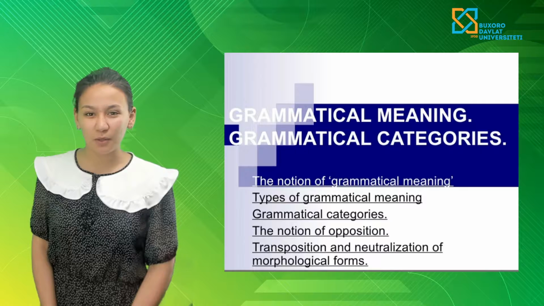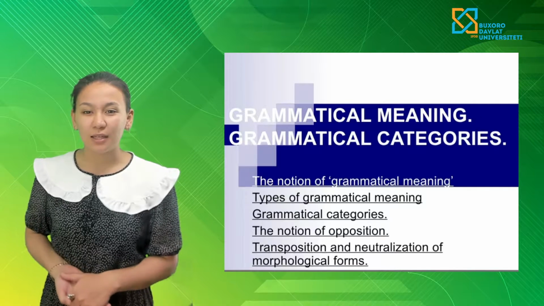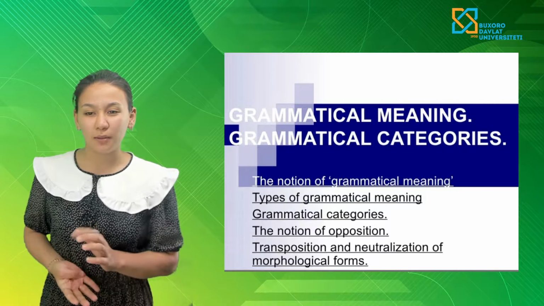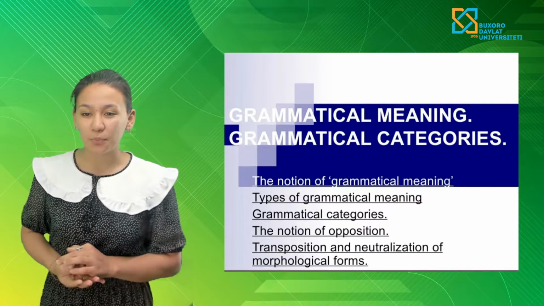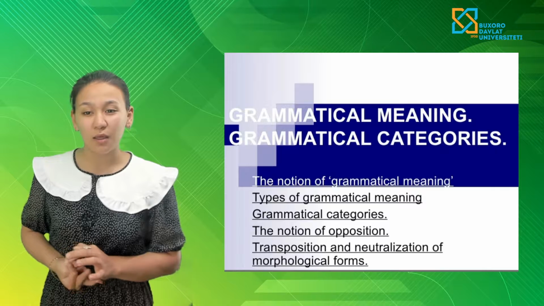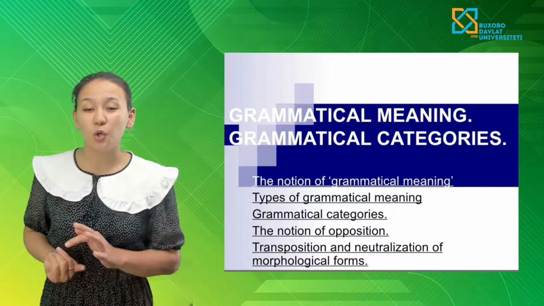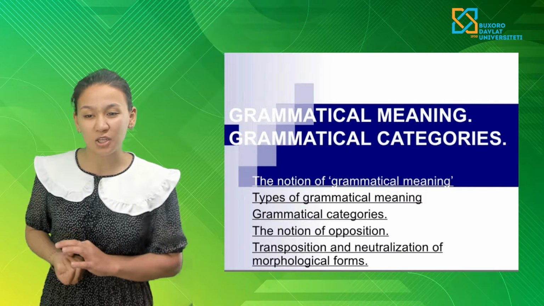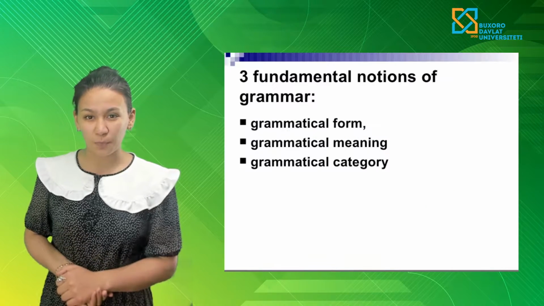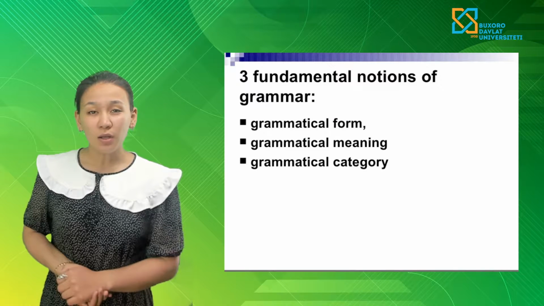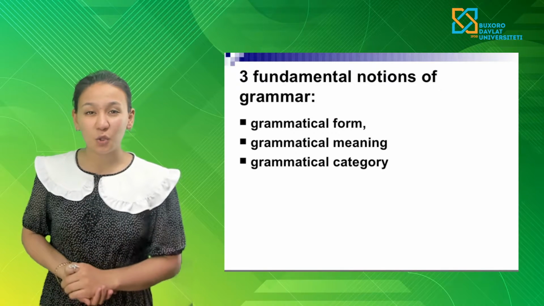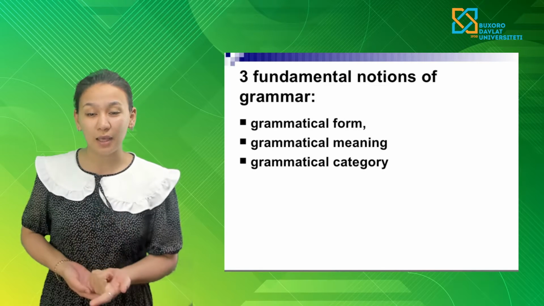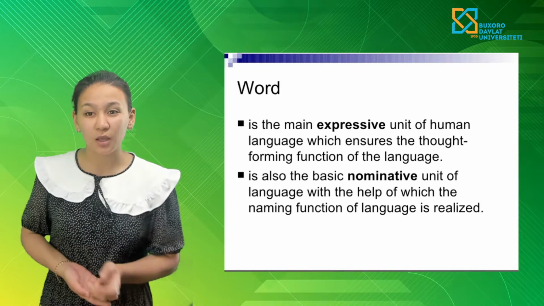Today we'll discuss grammatical meaning and grammatical categories. In today's lesson we talk about the notion of grammatical meaning, the types of grammatical meaning, grammatical categories, and the notion of opposition, transposition and neutralization of morphological forms. There are three fundamental notions of grammar: grammatical form, grammatical meaning, and grammatical category.